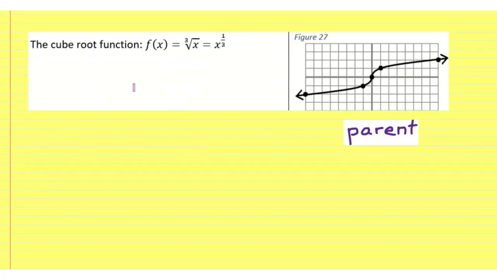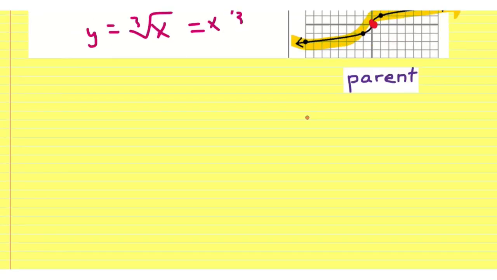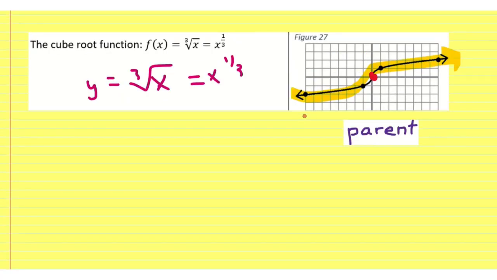Okay, cube root function. The cube root function, of course, is y equals the cube root of x. And of course, that can also be written as x to the 1/3 power, or an exponent of 1/3. And this one looks like the cube function, except it's laying on its side. And again, it also passes through the origin at (0, 0). Okay, so this is the last one we're going to talk about today. There are other functions, but these are the primary ones.